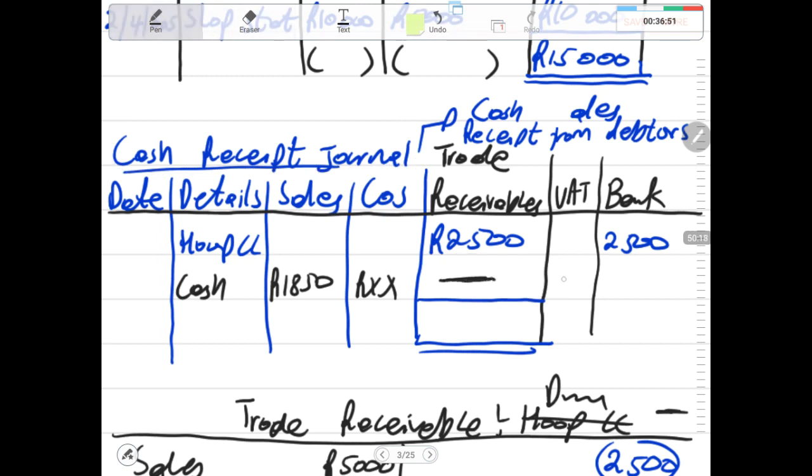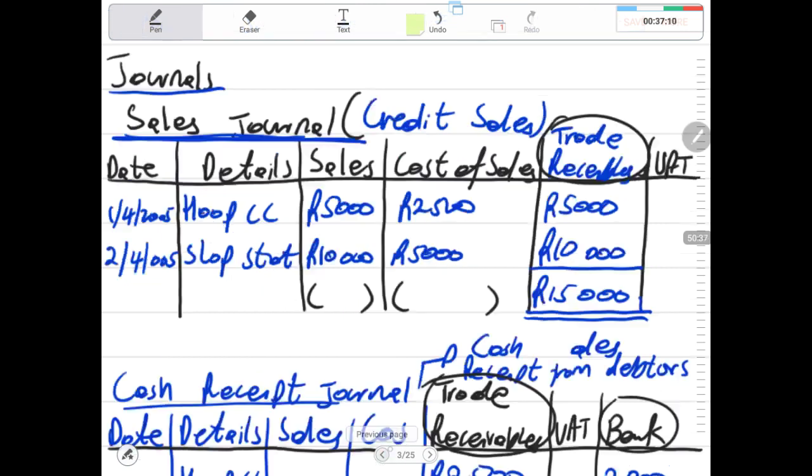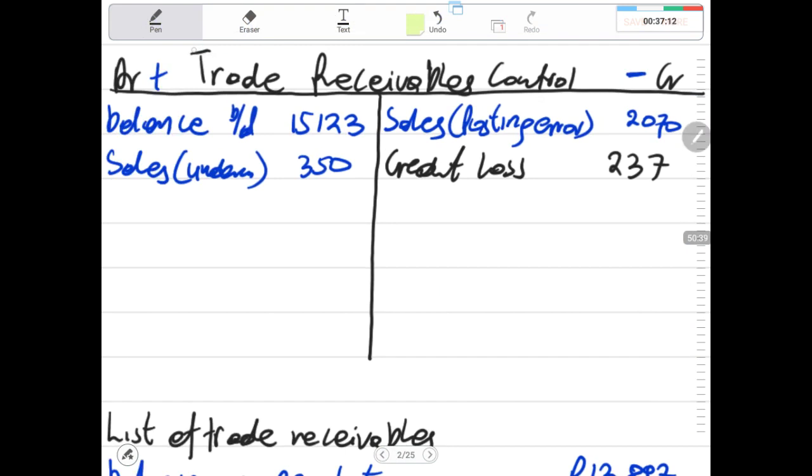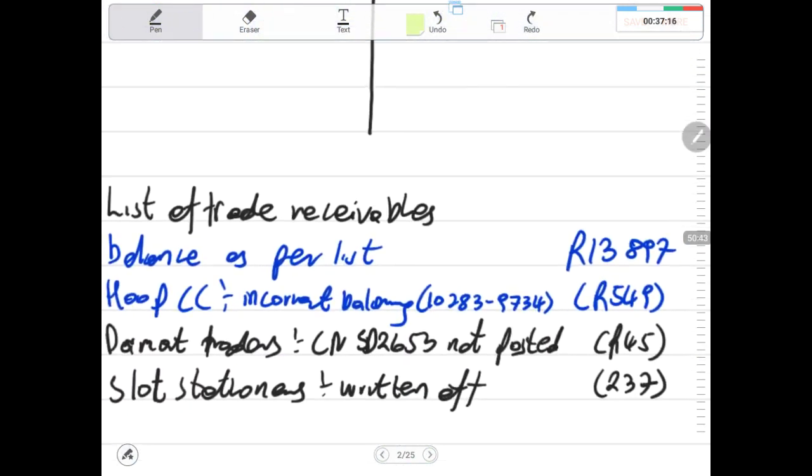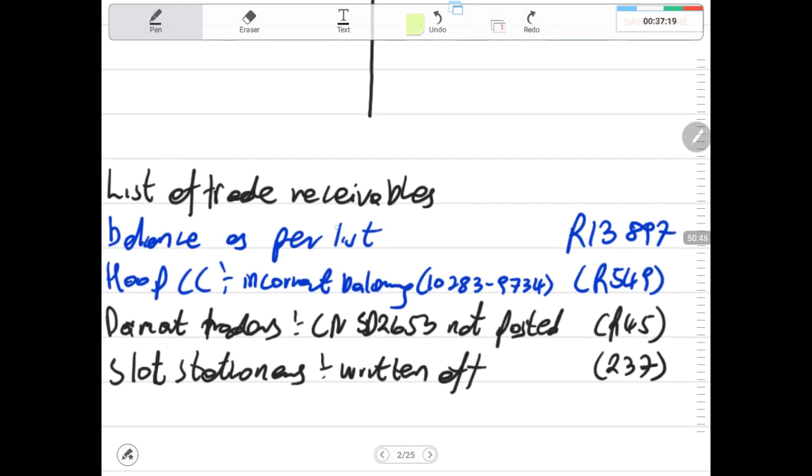Something was recorded under VAT, whatever the amount of VAT was, then we would have recorded the amount that we received, 1,850, and then our bank will be affected. So this is what we have done. Now, if this is what we have done, it means our trade receivables were not affected, nothing was recorded. That means our trade receivables control, nothing was recorded. That means again, under our list of debtors, nothing was recorded.